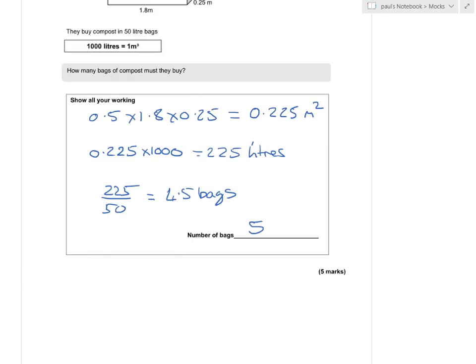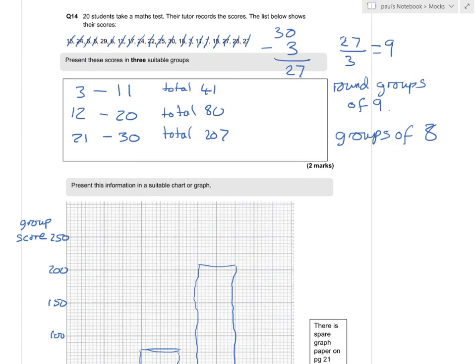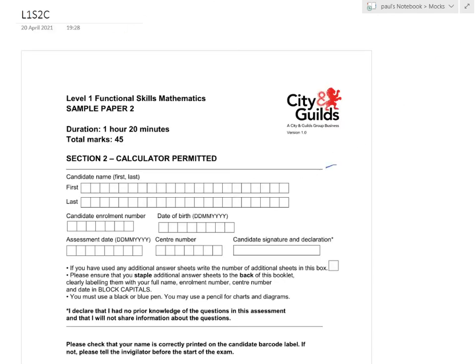Spare graph paper. Yeah, that was a horrible one. That graph isn't like that one. Okay. So there you go.